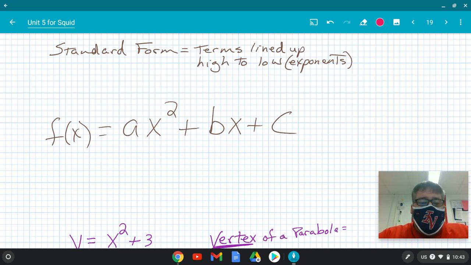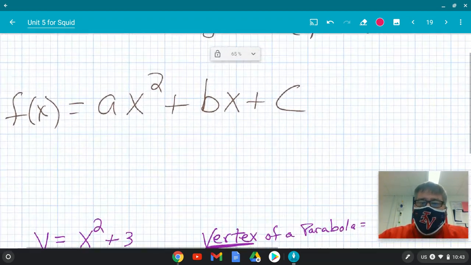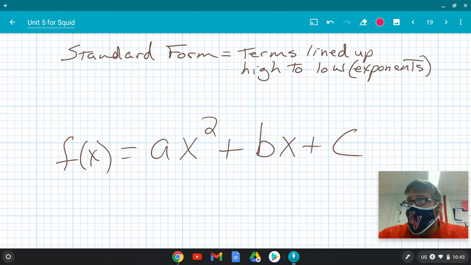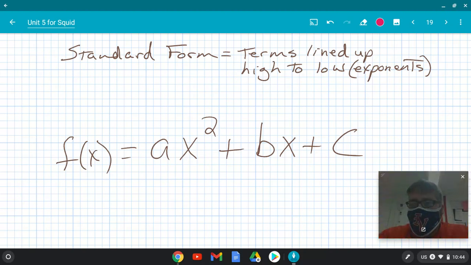All right, today we're going to talk about standard form. We've been talking about quadratics and the three different forms that we have: standard form, vertex form, and intercept form. But today we're going to focus in on standard form. So let's go to work.